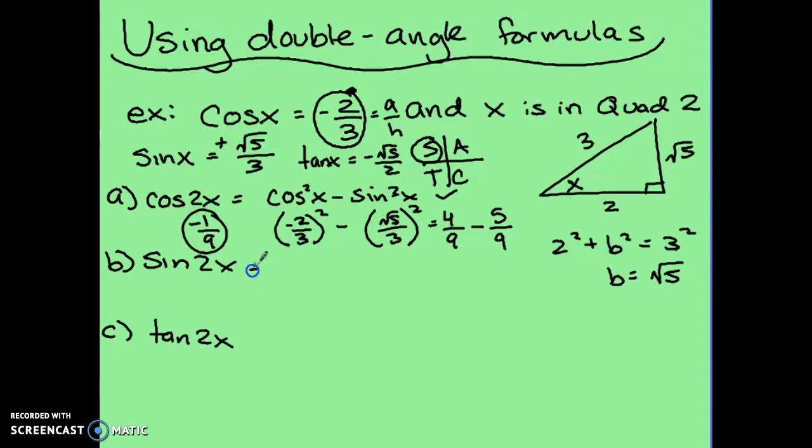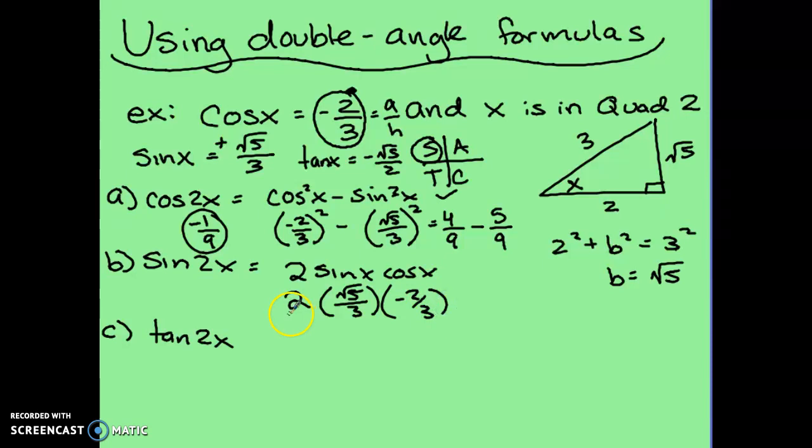Okay? Alright, so sine of 2x, that's a different formula. It's 2 times sine times cosine. So I'm going to take my sine fraction, radical 5 over 3, and my cosine, which is negative 2/3. Technically, this is 2 over 1, if you want to write it like that. So I'm just going to go straight across. We've got 2 times 2 is negative 4. Just slap on the radical 5. 3 times 3 is 9. And I can't reduce that, so you're done.